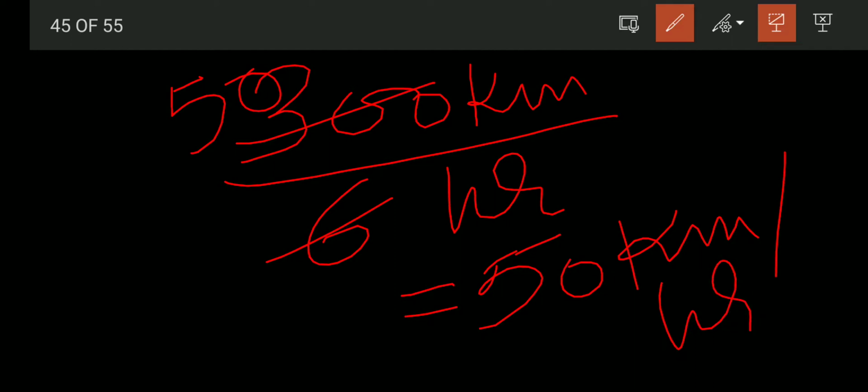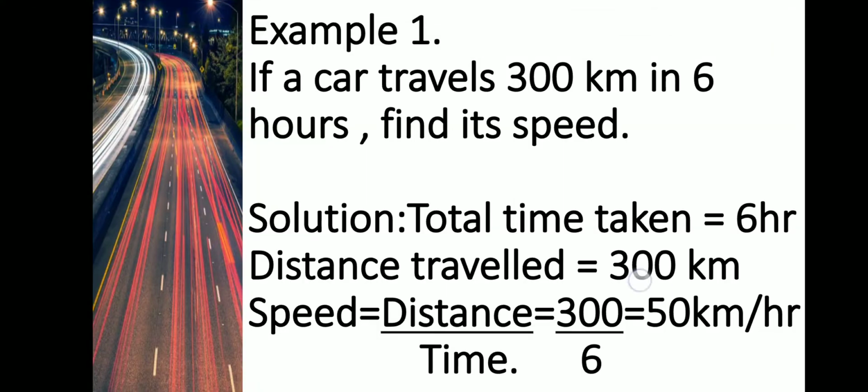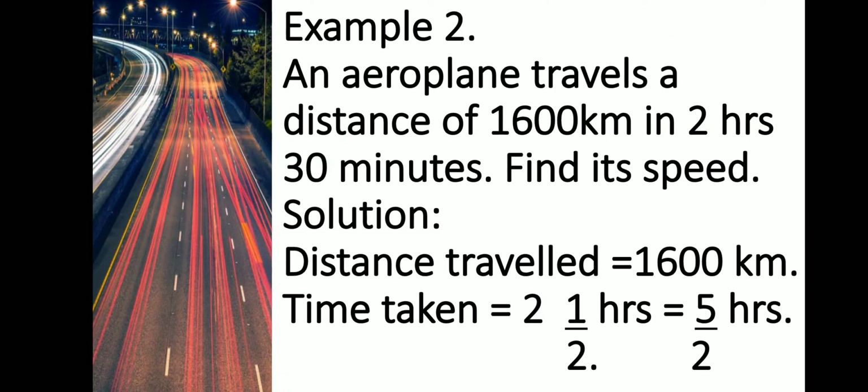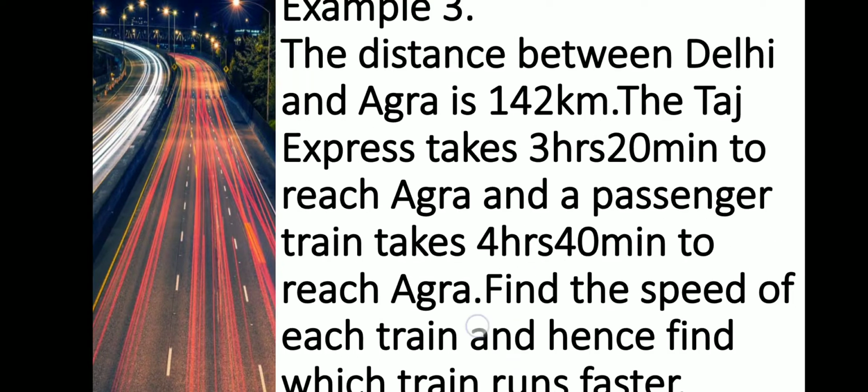Per hour means in 1 hour. Means the car is covering 50 kilometer in 1 hour. You can see example 2 and 3.